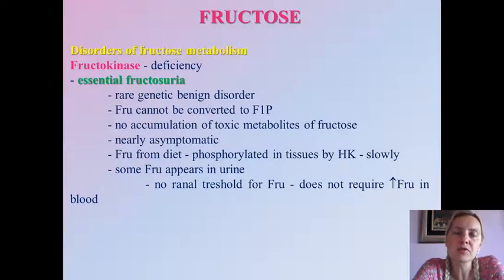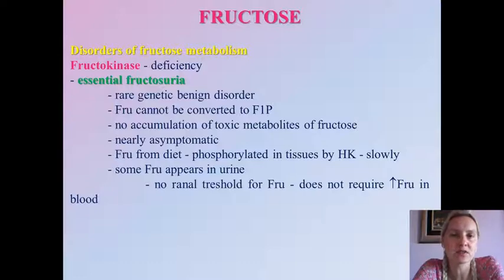Speaking about the disorders of fructose metabolism, definitely they are based on the deficiency of the rate-limiting enzymes of its pathway. So the first one is fructokinase, and deficiency of fructokinase yields the development of essential fructosuria. It's a rare genetic benign disorder. In this case, because of the deficiency of fructokinase, fructose cannot be phosphorylated to fructose 1-phosphate by this enzyme. But the good thing is that there is no accumulation of toxic metabolites of fructose.